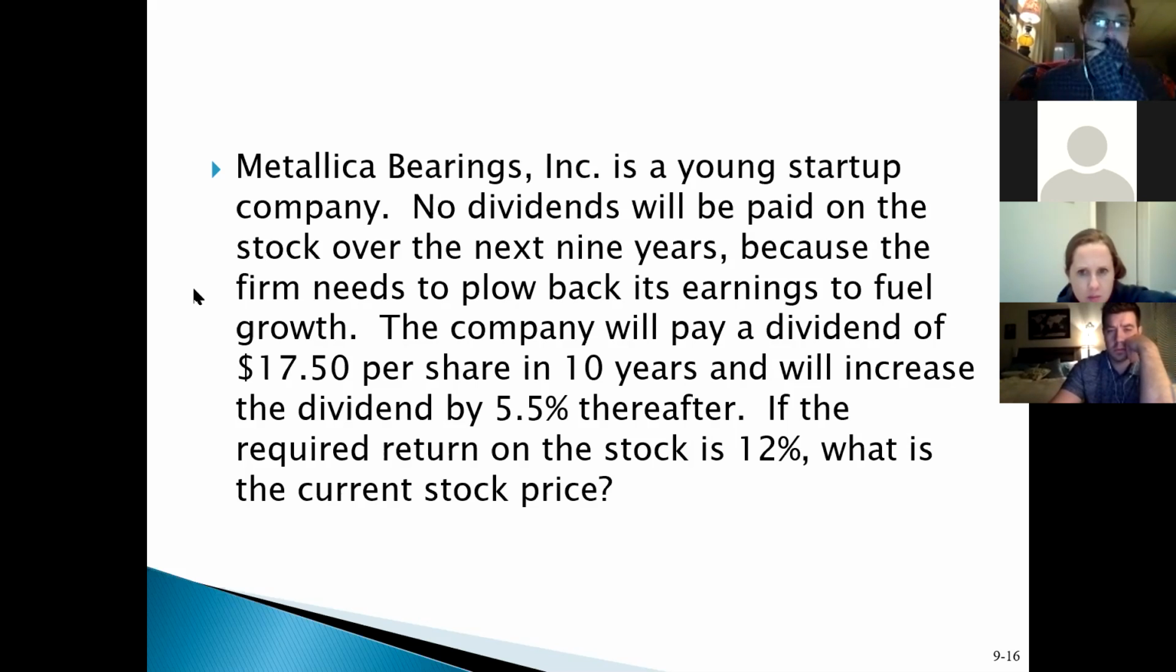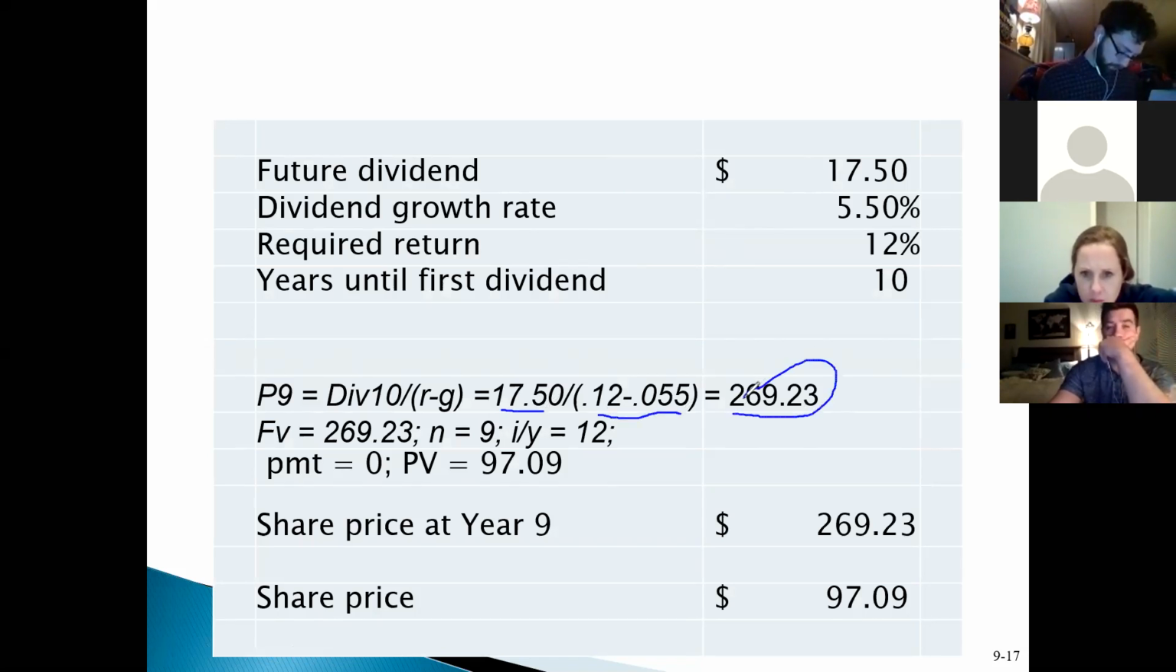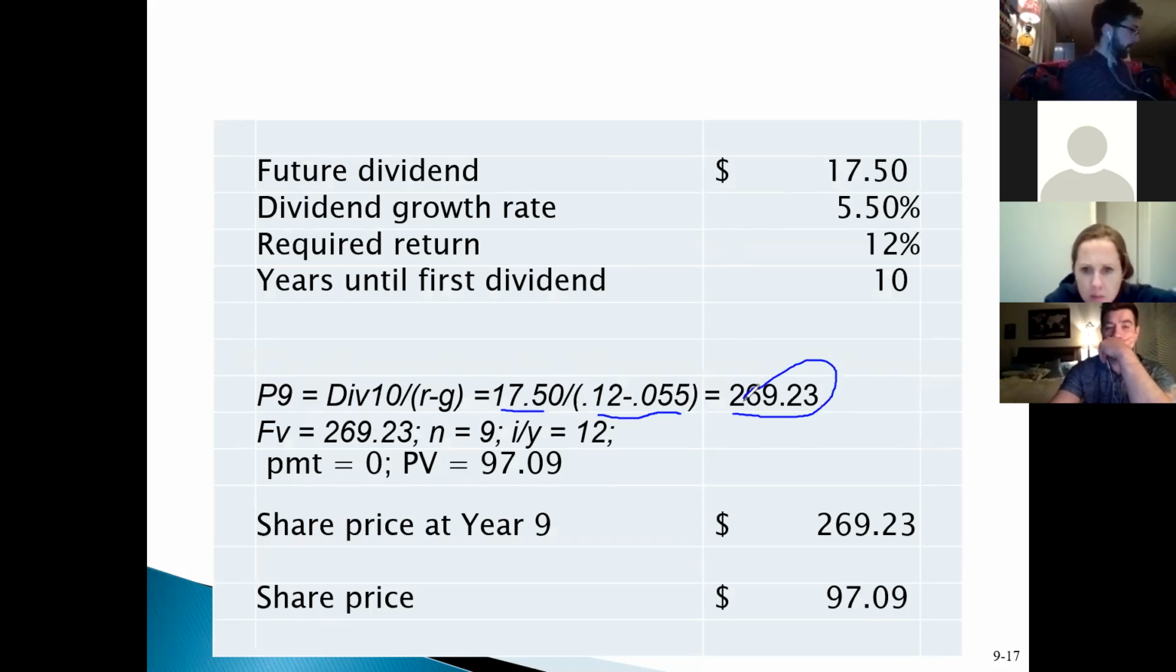Well, if we start growing at a constant rate in year 10, that means we can find the price in year 9. So the price in year 9 is the dividend in year 10 of $17.50 divided by the required return of 12% minus 5.5%. And when we do that, that's 269.23. Again, it's the price in year 9 equals the dividend in year 10 divided by the required return minus the growth rate. And that's what we would pay for it in year 9. But I want to know what I'll pay for it today.